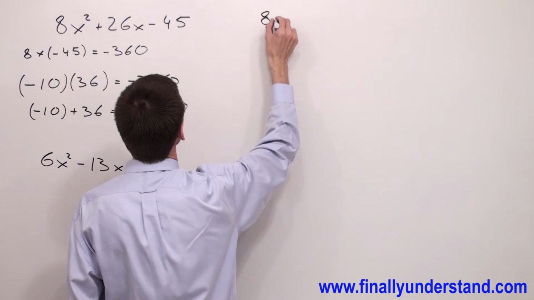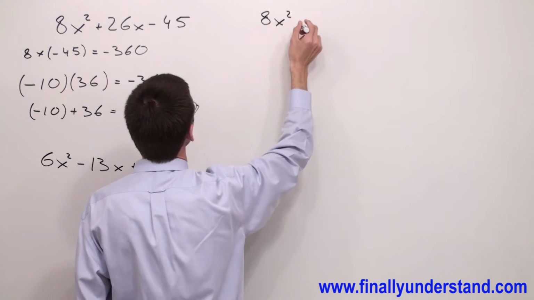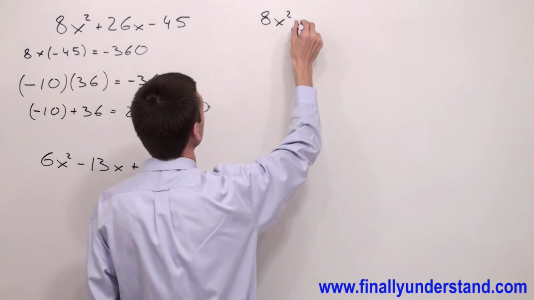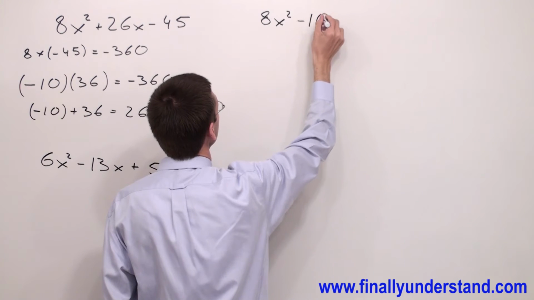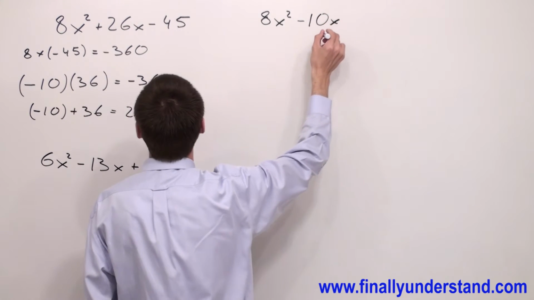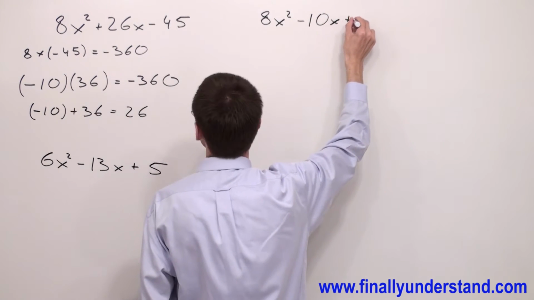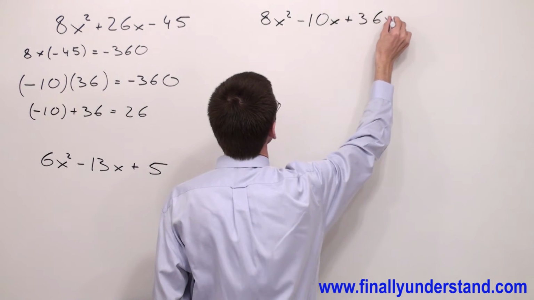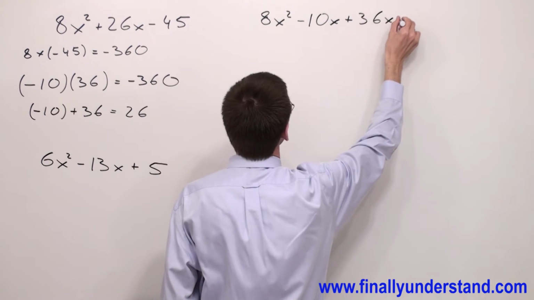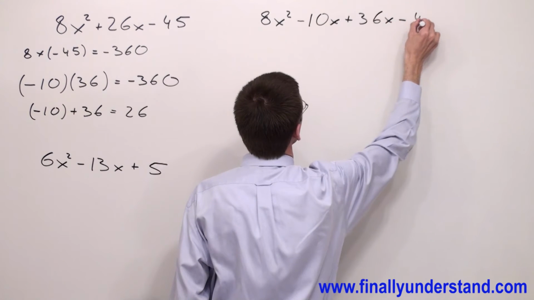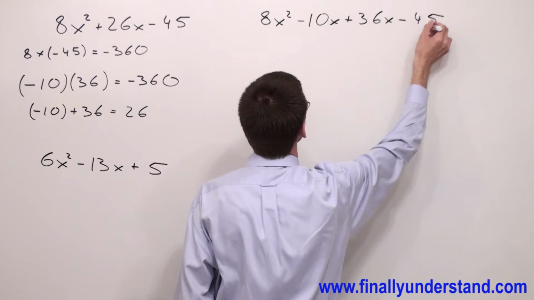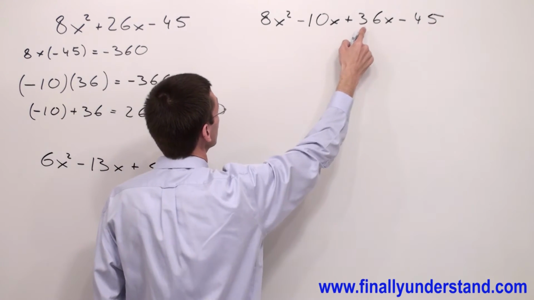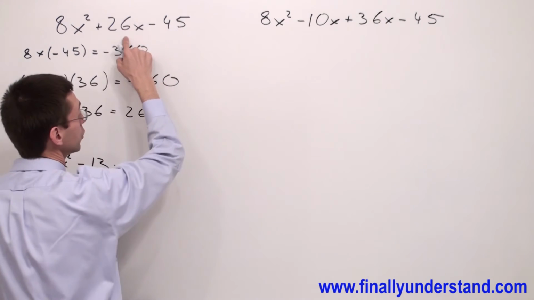I'm going to have 8x squared, and 26 I'm going to write as minus 10x plus 36x minus 45. Is it the same? Of course. Minus 10 plus 36 gives me 26.